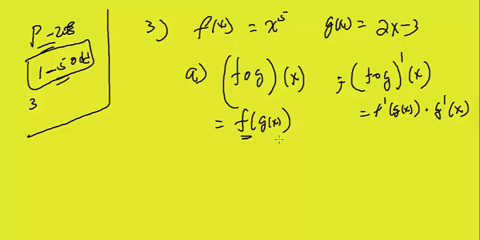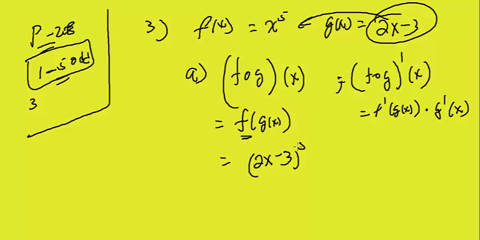Let's find the first one first. Let's go there, put that in there. So you're going to get 2x minus 3 to the 5th. Let's take the derivative of that. 5 times 2x minus 3 to the 4th times 2. Done. B.